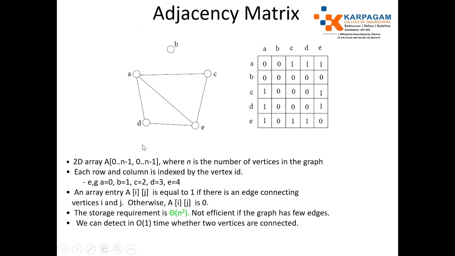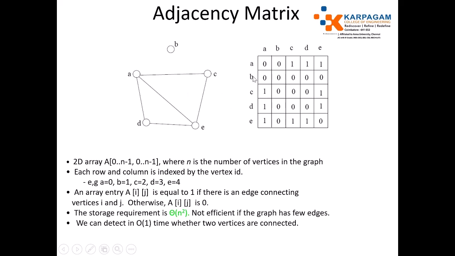Let's start with the first example, adjacency matrix. Consider we have 5 nodes in a graph. Here B is isolated because it is not connected to any node in the graph. This is an undirected graph. For example, I have a connection from A to C.